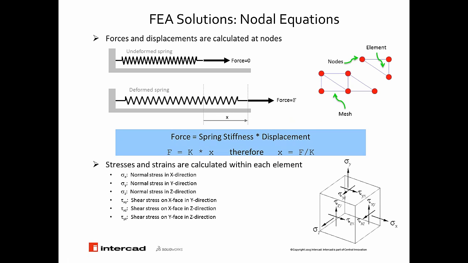Basically, at any nodal location, we are simply solving an equation of force equals stiffness times displacement, which is very similar to a spring under application of a force. Initially the force is 0, and then if you apply force F, the displacement would be X. This is exactly what happens when you apply a force to a body, component, or assembly, in very simplified terms.